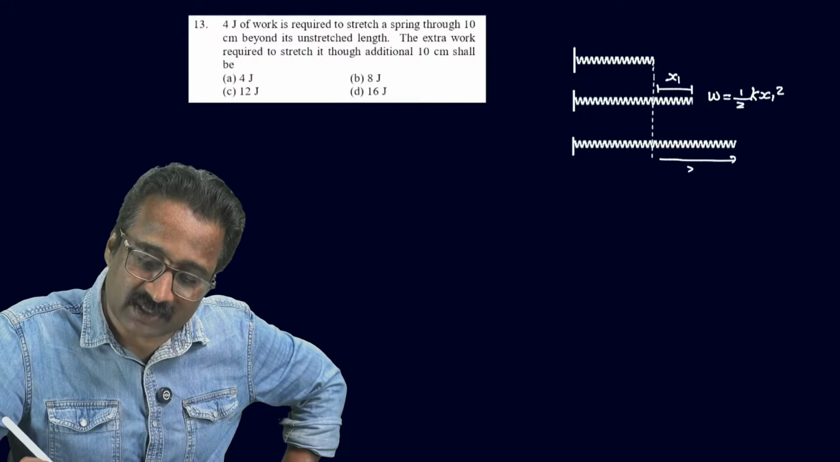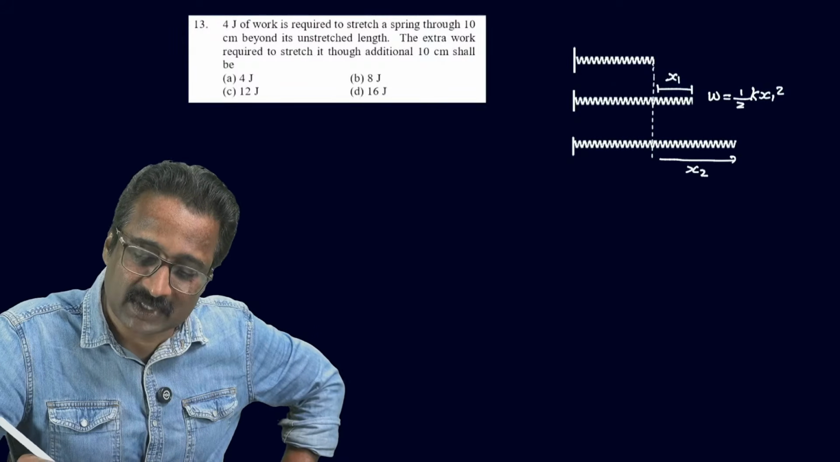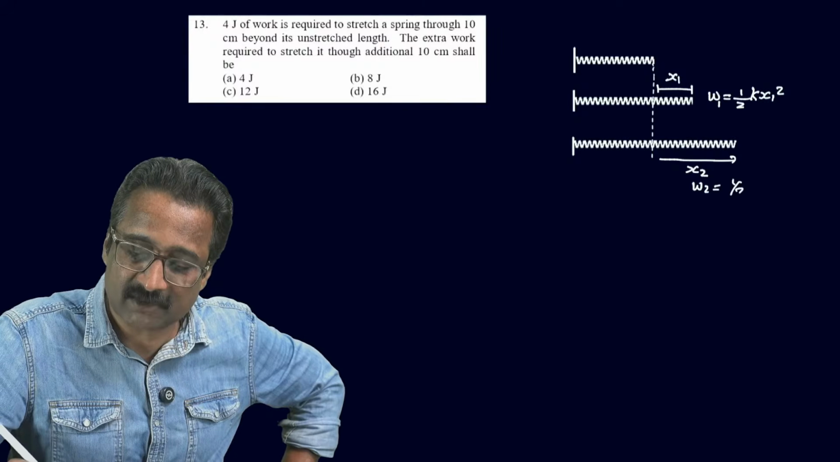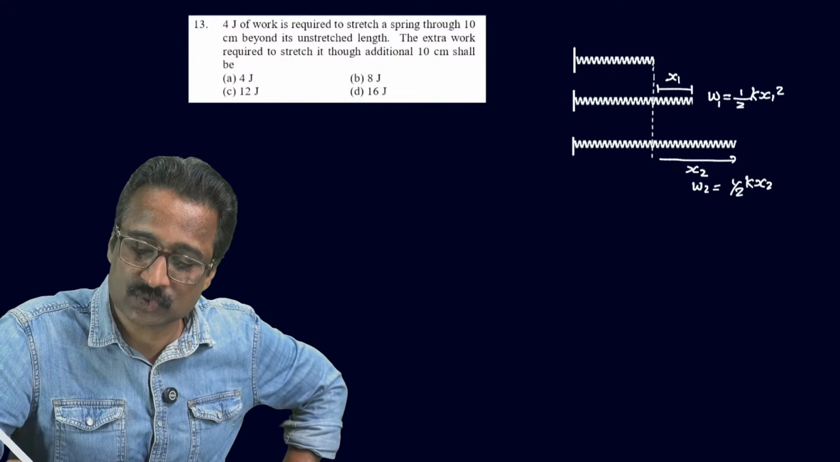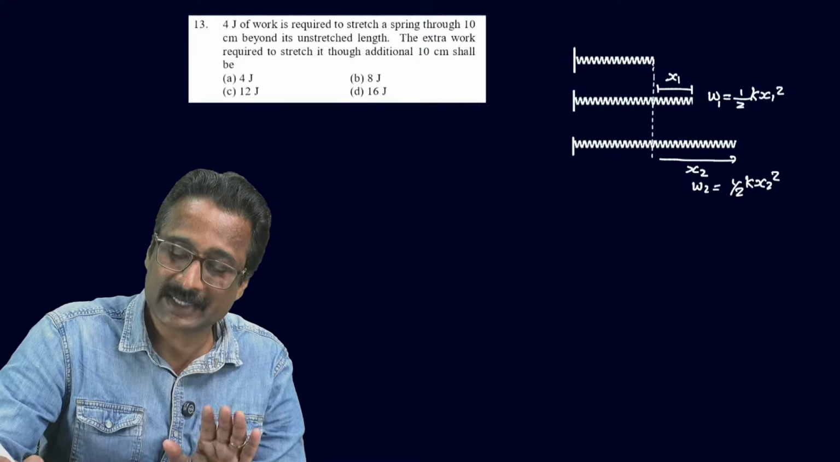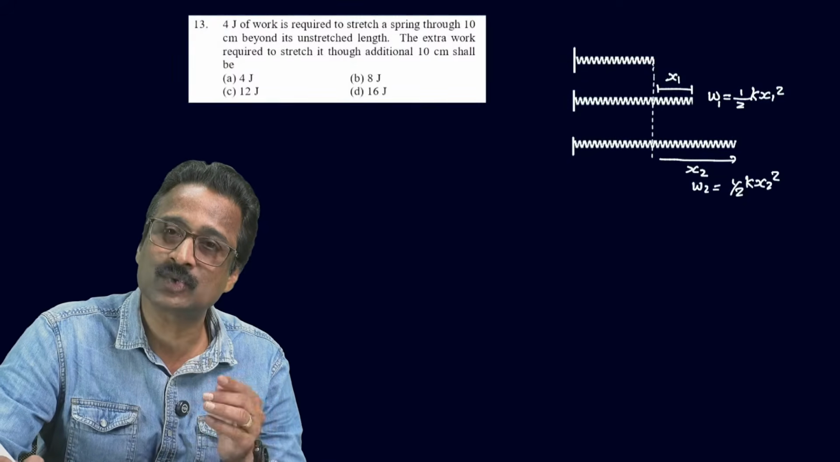Don't forget that this one is the original length. Originally I'm stretching it through a distance of x2. To elongate it through a distance x2, the work required, let me call it W2, is half into K into x2 squared. To stretch x1, half K x1 squared. To stretch x2, half K x2 squared.